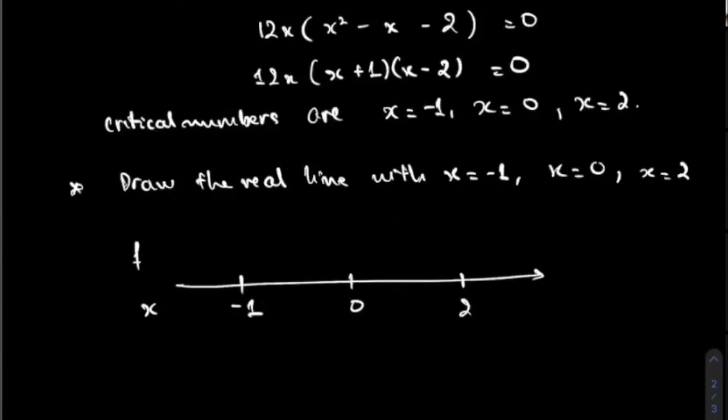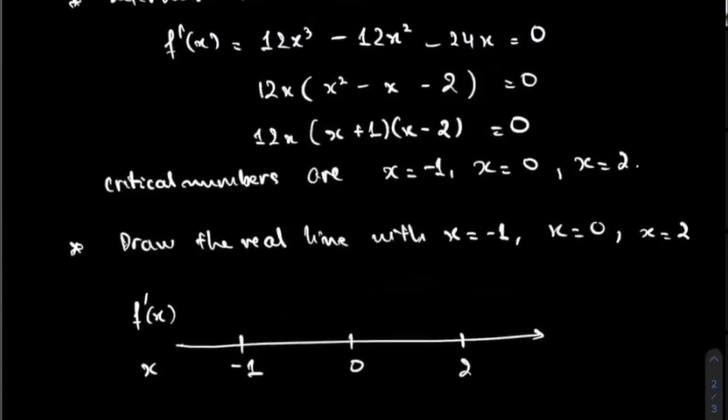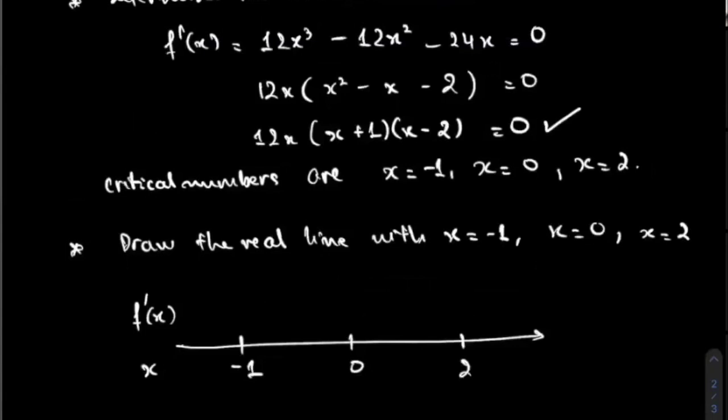And on top here, you need to consider f prime of x. That's how you find the critical numbers: x equal to -1, x equal to 0, and x equal to 2 are the solutions to the equation. Therefore, f prime of -1 is 0, f prime of 0 is 0, and f prime of 2 is 0 as well. So -1, 0, and 2 are critical numbers, and they are also the factors of f prime of x.